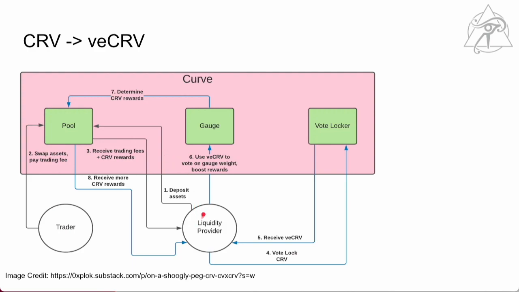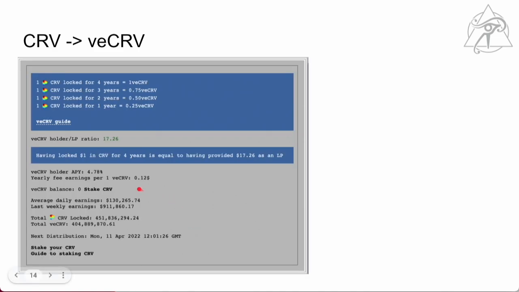When you are a liquidity provider in Curve, you are earning trading fees and Curve rewards. You can choose to lock this up and in return you get veCRV. With veCRV, you get to vote in the pool that you are in to boost the rewards. So this will be like a cycle. As the LP wants to earn more CRV, they will lock it up, use the voting rights to boost their own pool and earn more CRV. This can be locked for a period of 1 to 4 years at a 0.25 to 1 conversion ratio. For example, locking 1 CRV for 1 year will give you 0.25 veCRV, and so on.